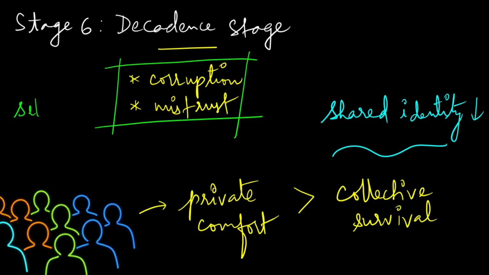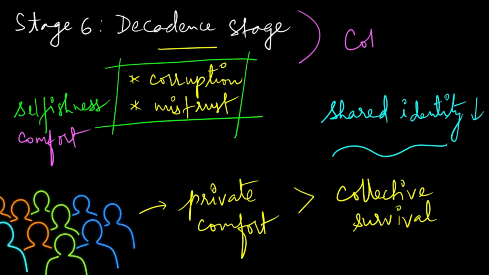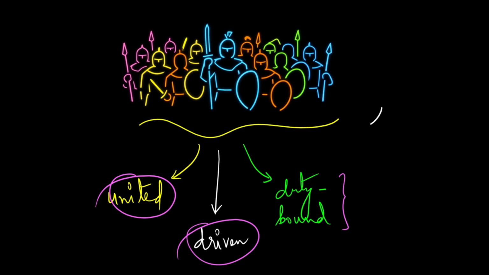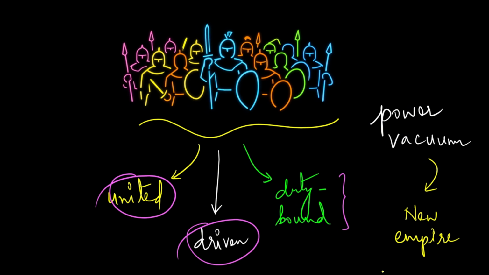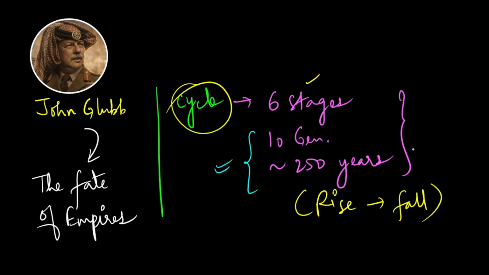The spirit of hardship and sacrifice almost disappears from the people. As a result, military and political fragility increase significantly. Economic mismanagement grows. Internal fragmentation increases. All of this eventually leads to the collapse of the empire. The empire gradually disappears, and another rising power filled with a new founding spirit replaces it. In this way, the cycle continues. According to Glubb, this entire cycle, these 6 stages, lasts for roughly 10 generations. 10 generations or nearly 250 years.